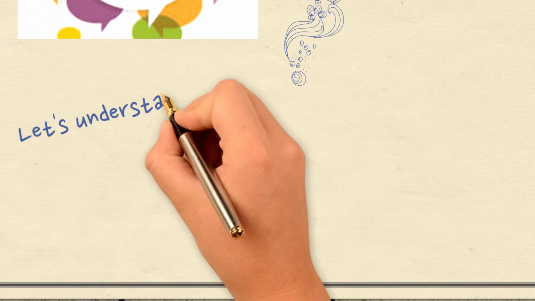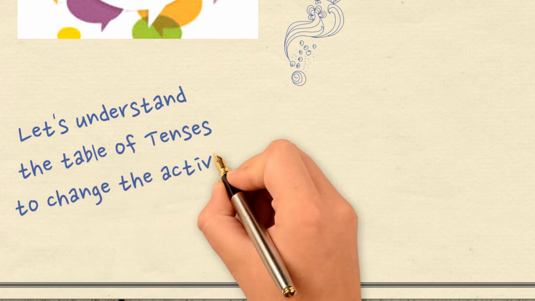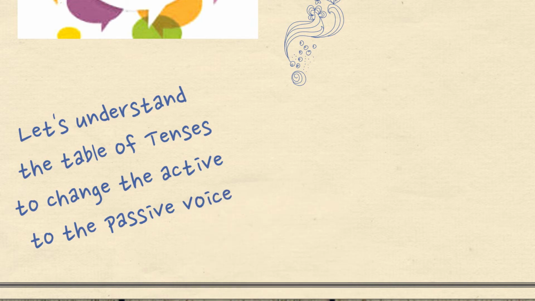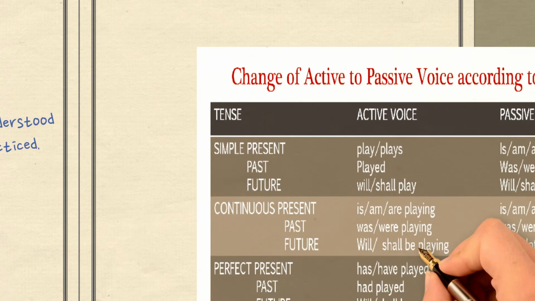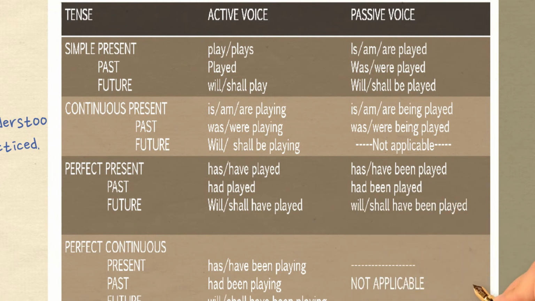Now let's understand the table of tenses and learn how to change the active to the passive voice in all the tenses. Here we have taken up a verb play, and you will find all the forms of this verb play in the active voice as well as in the passive voice in all the tenses, whether it's present simple or past simple or the future simple. Well, let me explain it in detail.